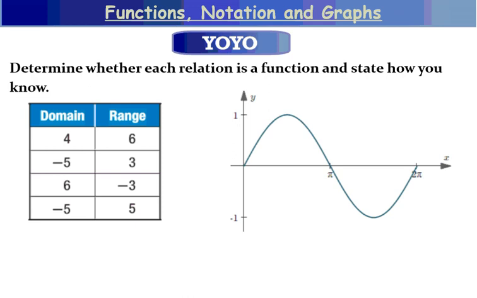Can give you a chance to try. So determine whether each relation is a function and state how you know. If it's a no, you need to say that this input value has more than one output value. If it's a yes, you need to write why based on the definition of a function.